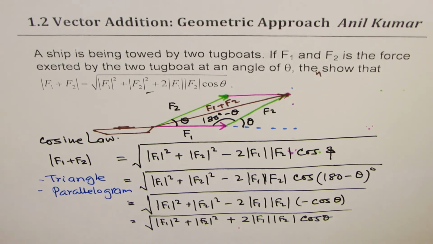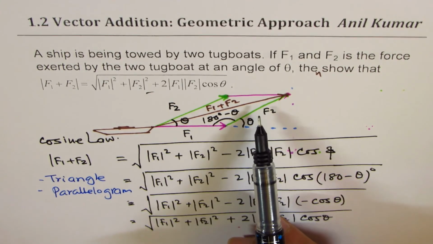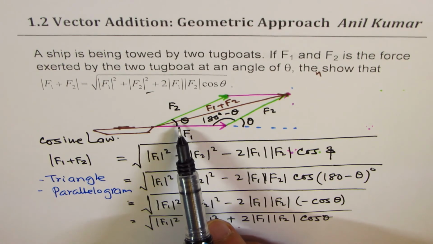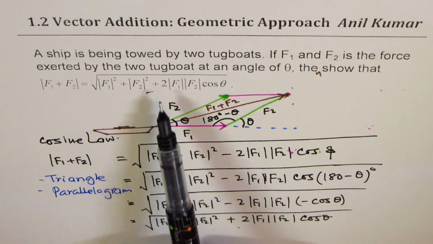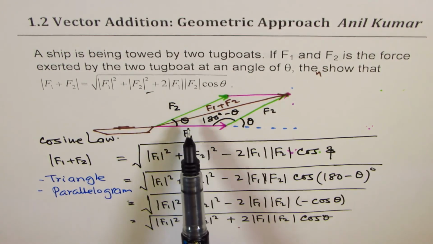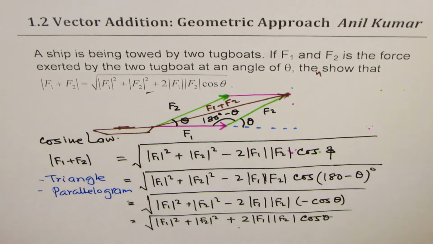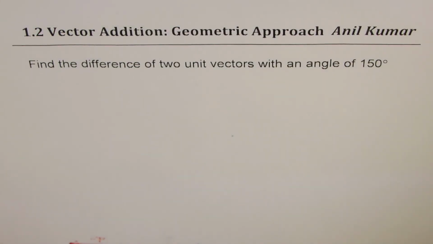So whenever you are adding two vectors, an angle is given between them, that is tail to tail angle. In that case, the sign changes and you can use that angle, or you do 180 minus the angle and use. So I hope this step is absolutely clear. We're almost at the end now.